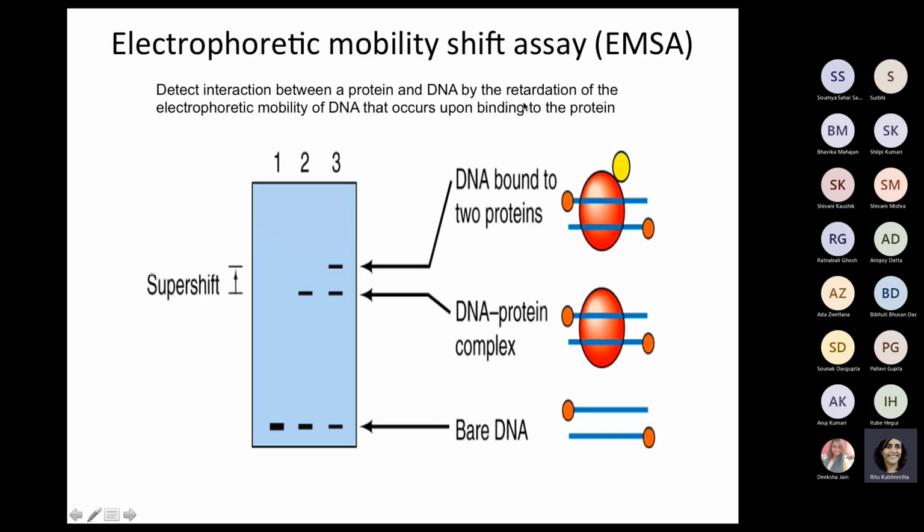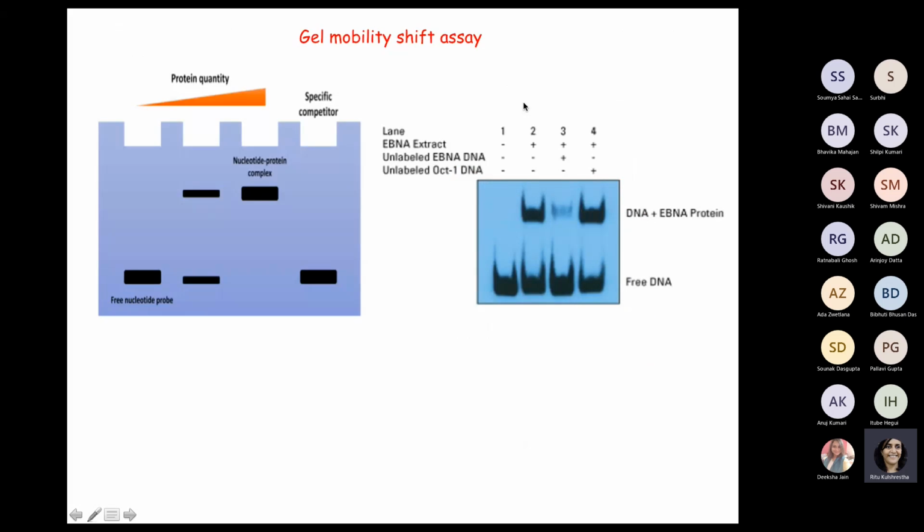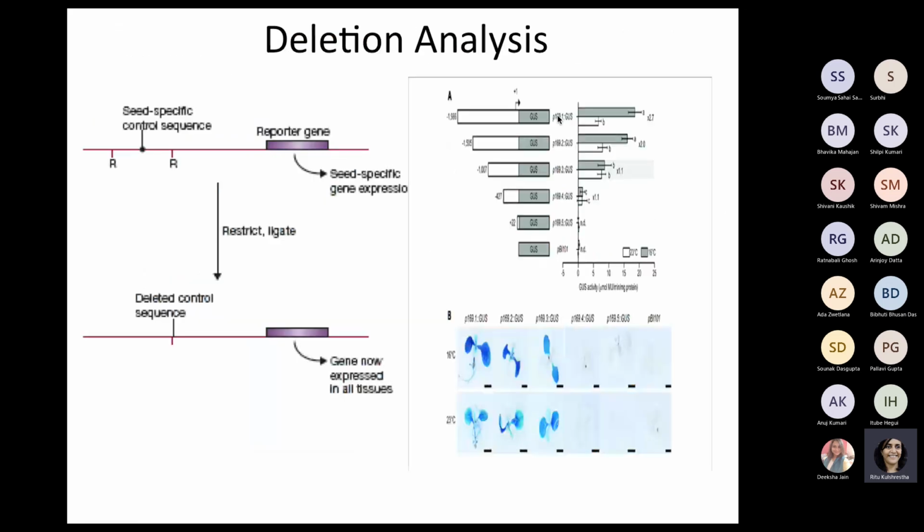So what you do is, take the DNA, in this case this particular stretch. You take this particular stretch and you label it with radioactivity, or you can also use, now there are kits for making fluorescent probes as well.